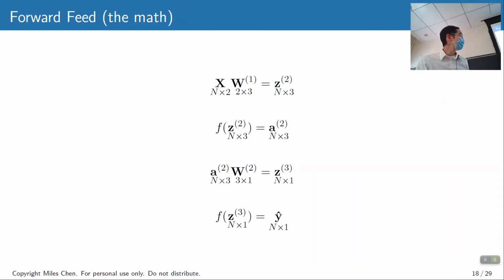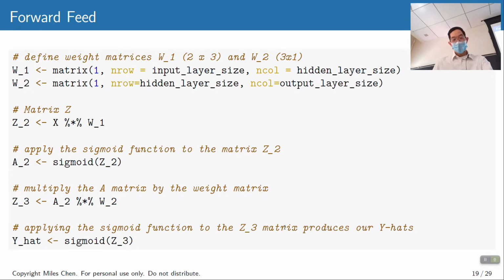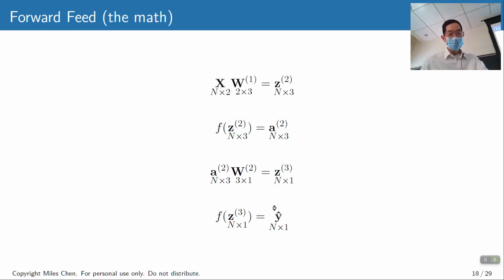All right, so when we do forward feed, this is what the operations look like. We take our input matrix X, multiply it by our first matrix W. We then apply the sigmoid function F to the resulting Z. And then we take that result, A2, multiply it by our second weight matrix, which gives us Z3. We apply the sigmoid function F to that, and we get our y hats. So forward feed is just a matter of turning this into that, okay?